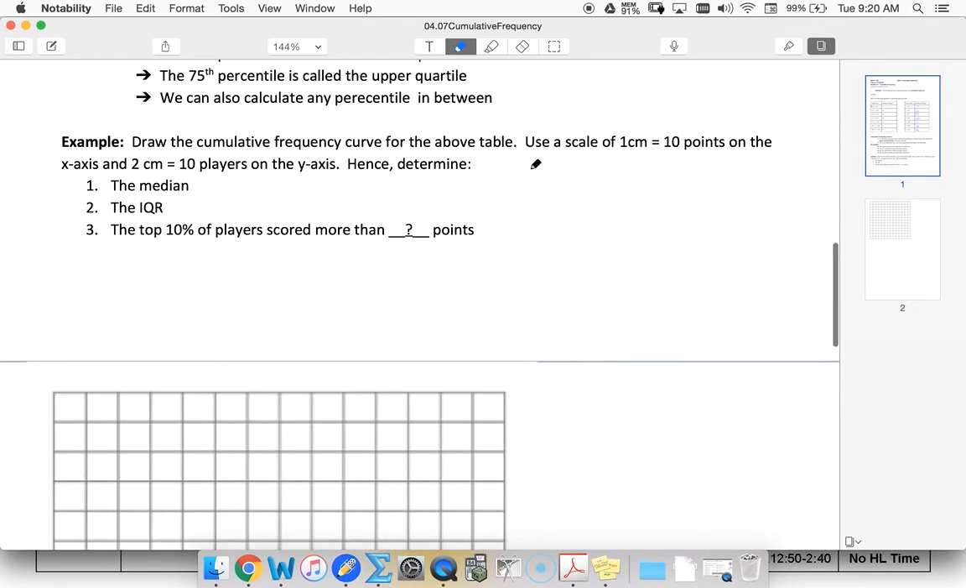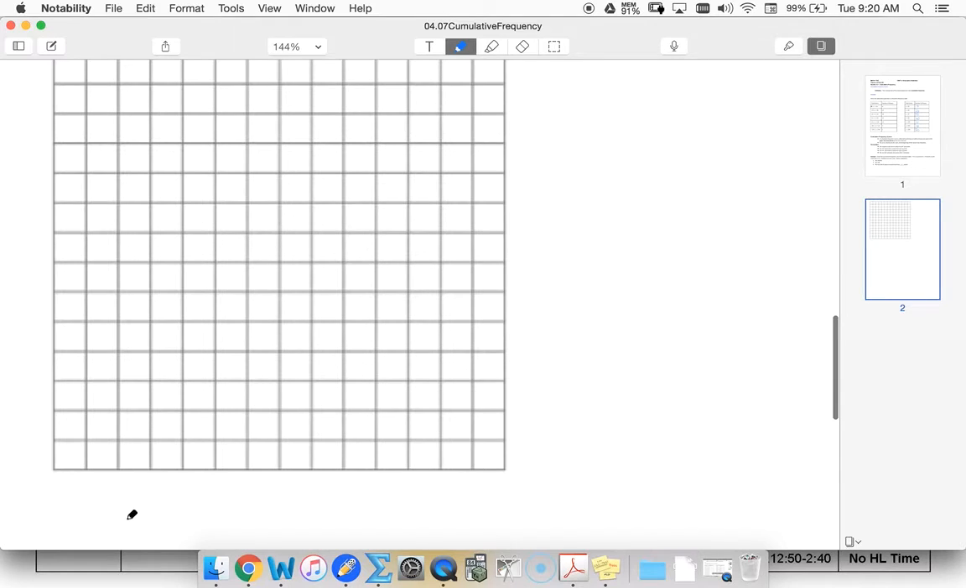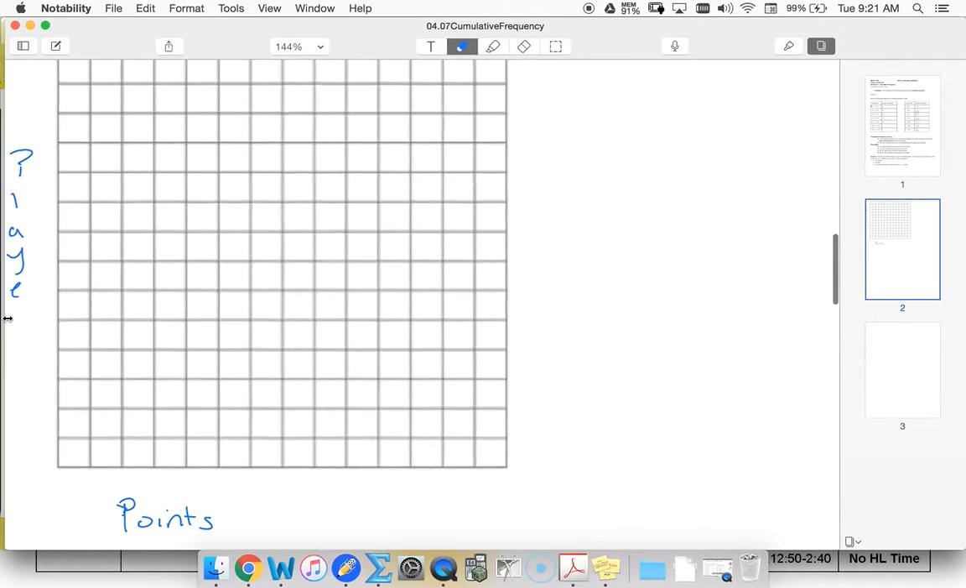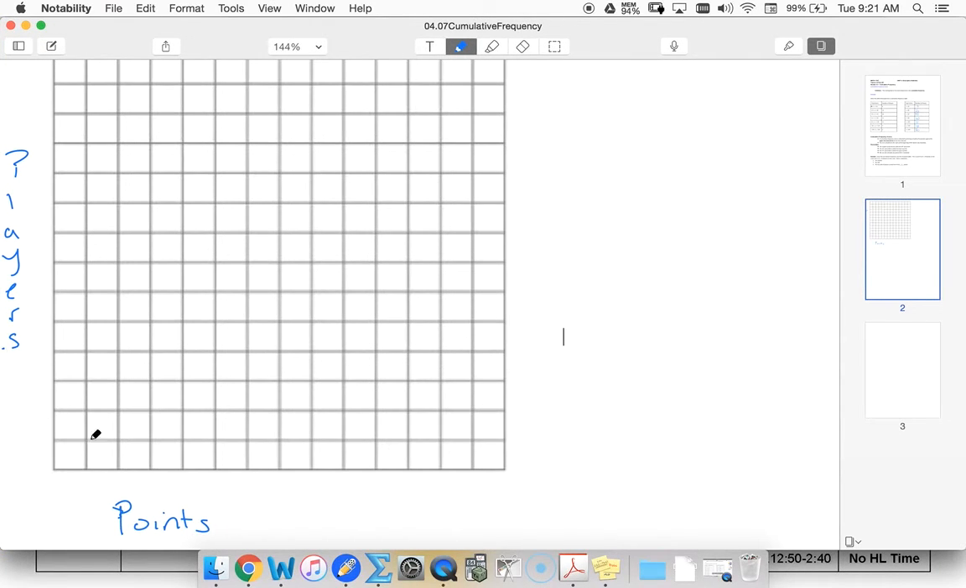This is telling me to use a scale of 1 centimeter equals 10 points on the x-axis, 2 centimeters equals 10 players on the y-axis. So let's start by labeling. We've got points, and we have players. Okay. So we were told to use a scale of each centimeter is 10 points, and I'm going to go ahead and add my axis on here.